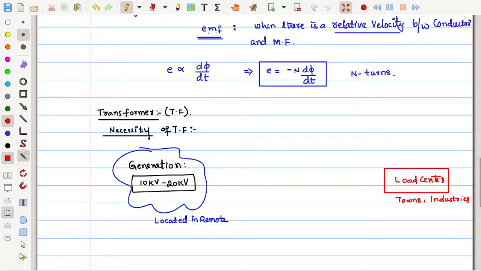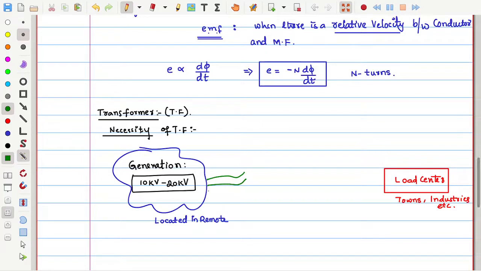In industries, etc., where we have the requirement of power. But these are located far away from the generating station. So what we need to do is transfer this power from the generating station to the load center.